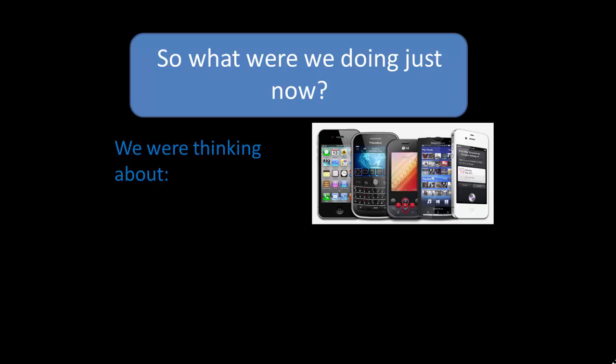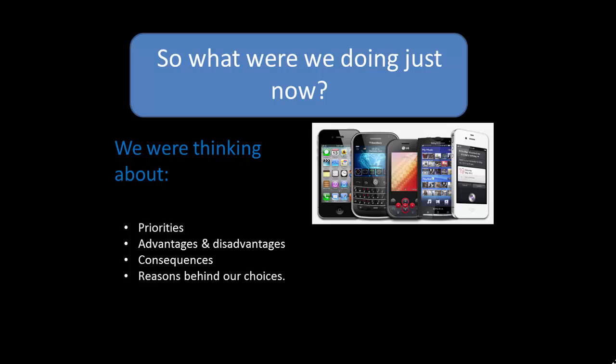You see, while I was listing those, what I'll be doing next is thinking about the priorities. What are my priorities around the choice of phone? I'll be thinking about the advantages and disadvantages of certain elements of that, how they play off against each other. I'll be considering consequences if I choose one type of phone over another because of certain issues like the camera. What consequence might that have with regards to cost, for example? In other words, what I'm really exploring are the reasons behind my exploration and ultimate choices for the features that I want.